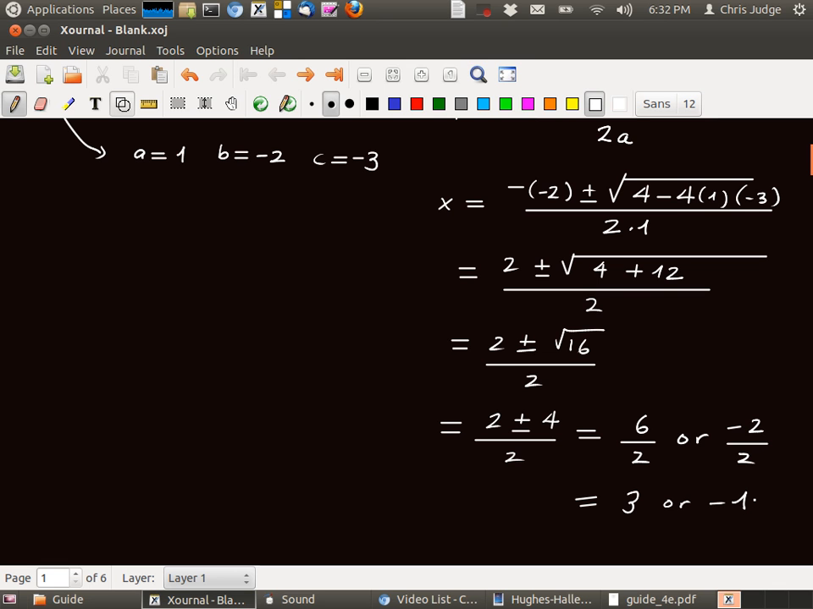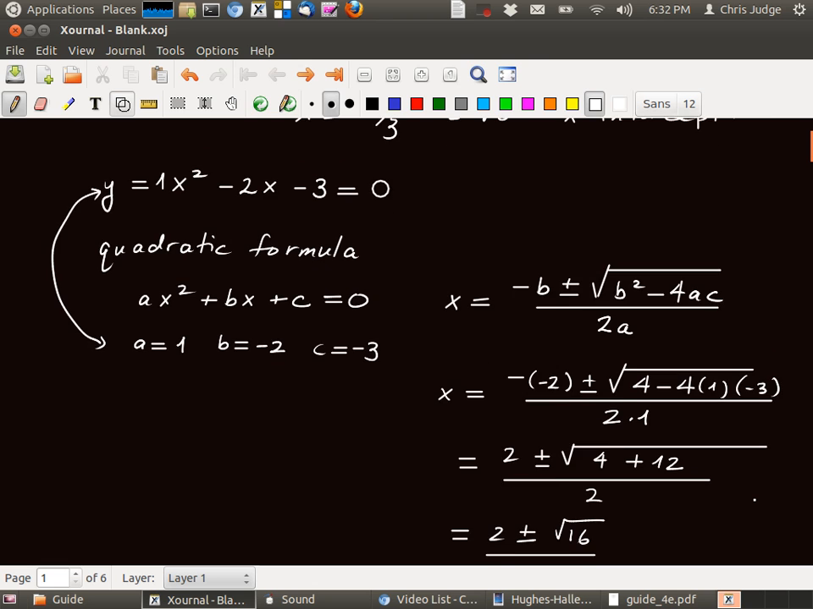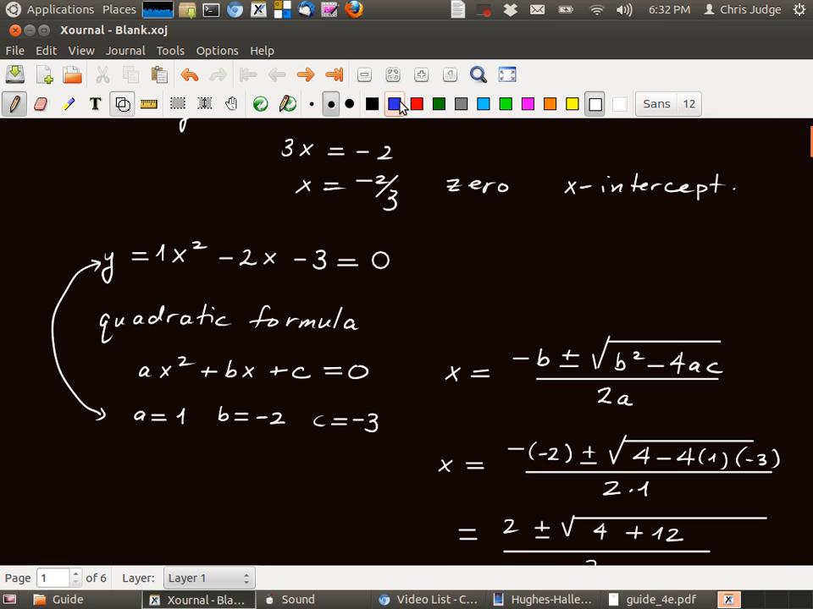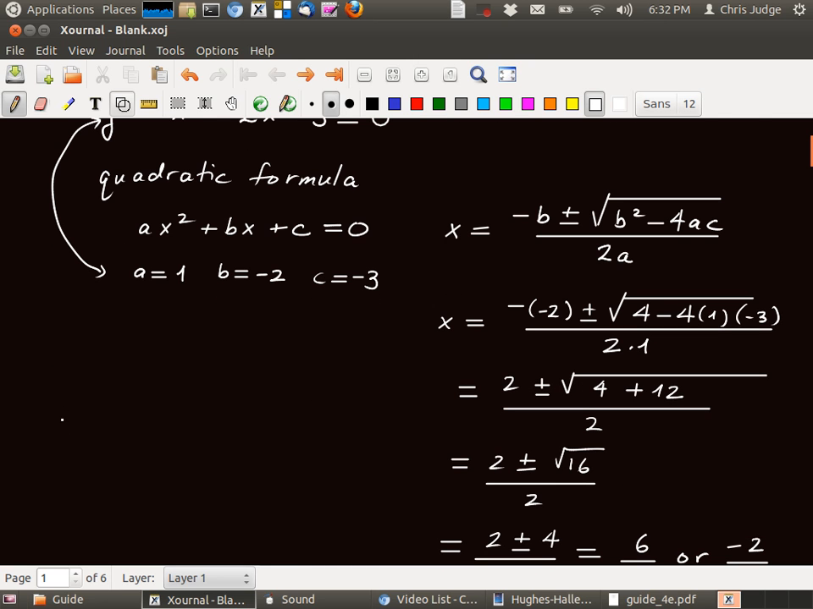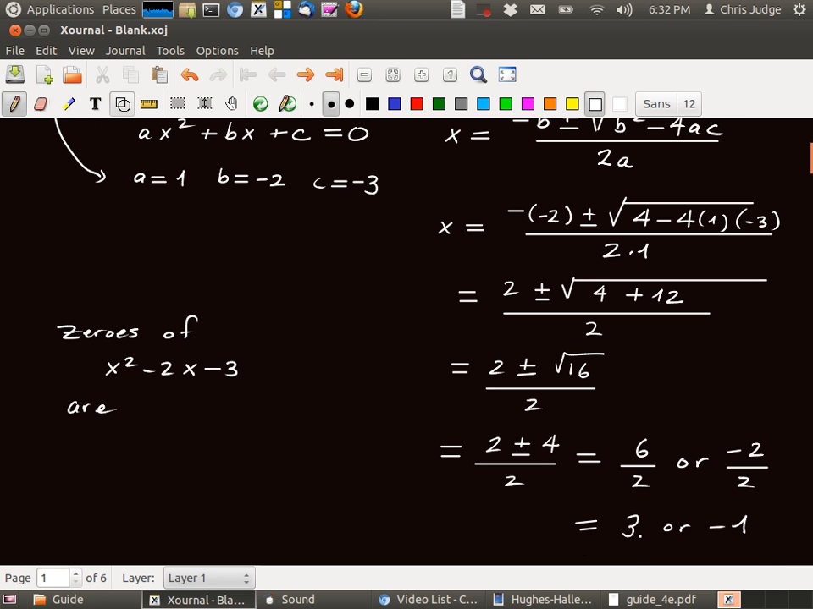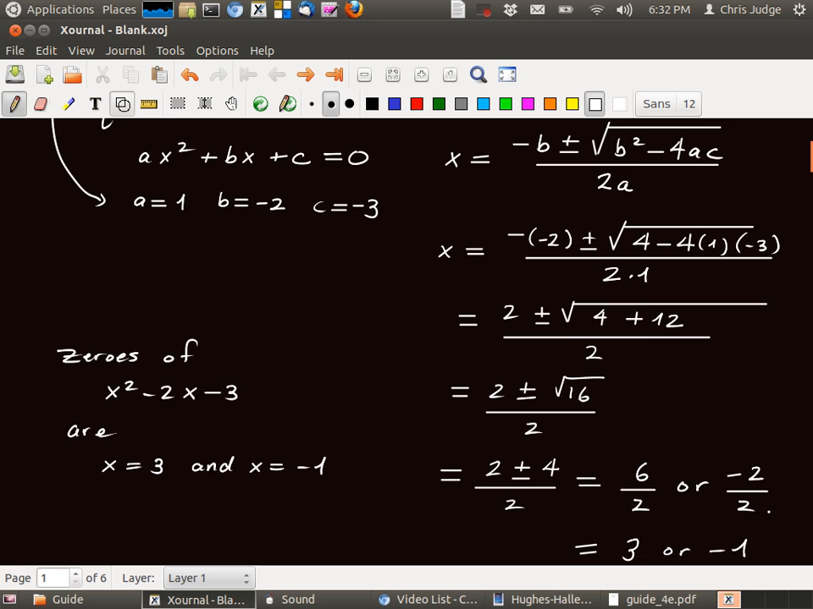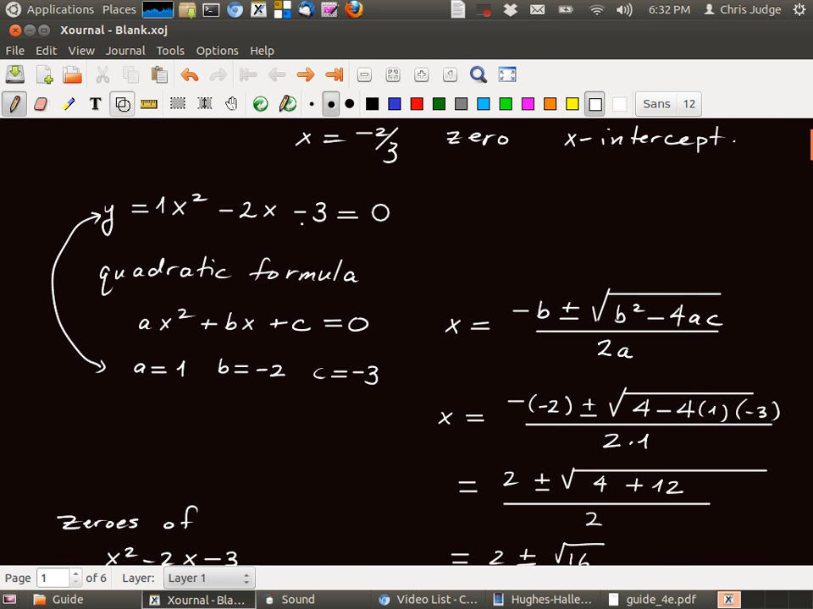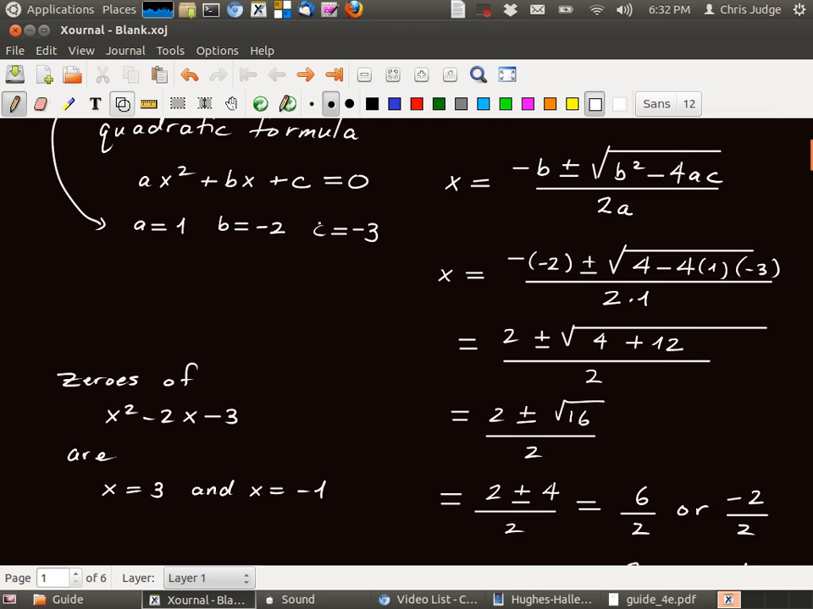So after all that long process, what have we figured out? We figured out that the roots, or the zeros, of x squared minus 2x minus 3 are x equals 3 and x equals minus 1. That's how you would use the quadratic formula to find the roots of a quadratic polynomial. We could have also used factoring.